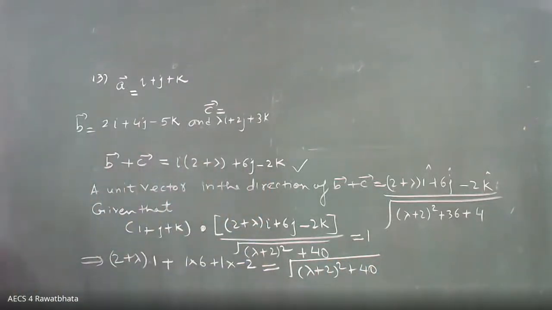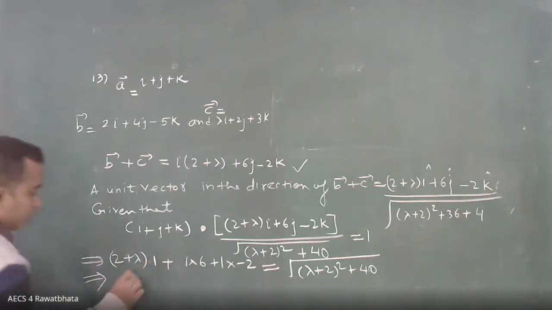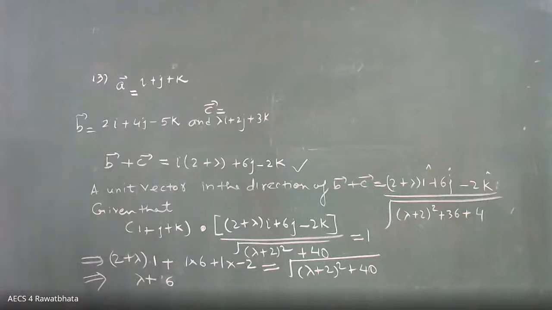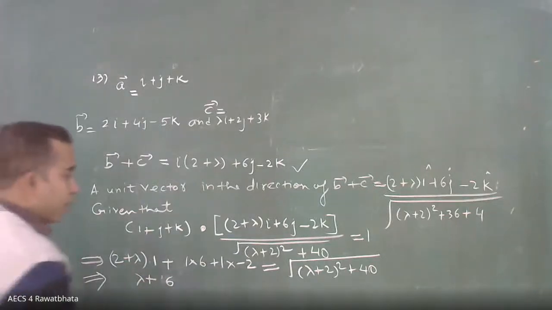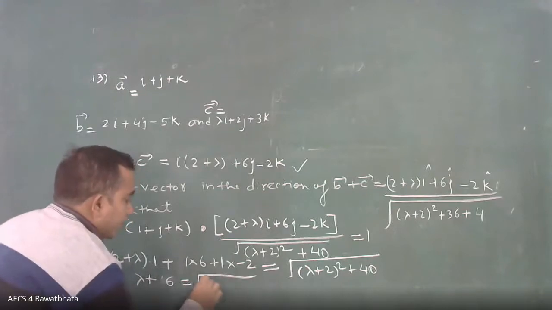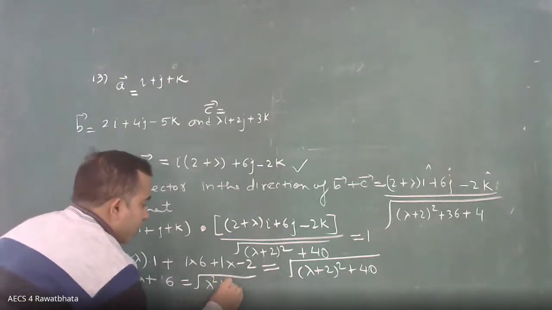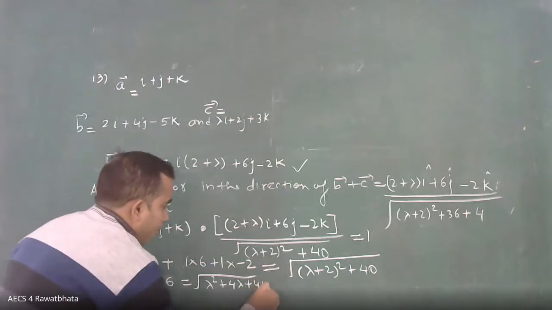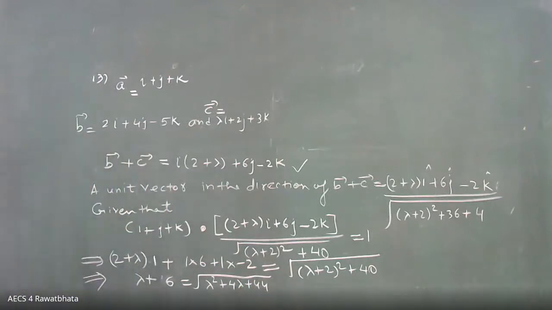So let's simplify. This will become 6 minus 2 is 4, lambda plus 6. Right, 2 minus 2 we can cancel. Lambda plus 6 is equal to root of, and if I expand the whole square, lambda square plus 4 lambda plus 4 plus 40, which is 44. I think we have to square both the sides.